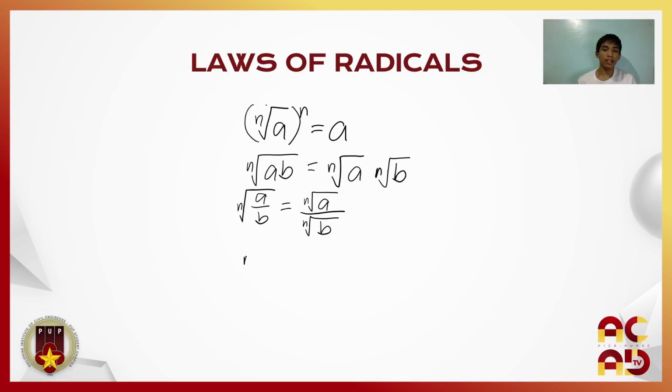Next is the nth root of A raised to M. It is equal to A raised to M over N. So the index becomes the denominator of the exponent. Next is the mth root of the nth root of A. It is equal to the mnth root of A, so we multiply the two indices.